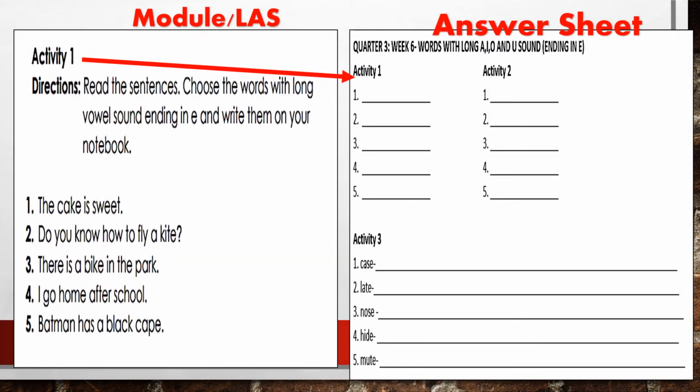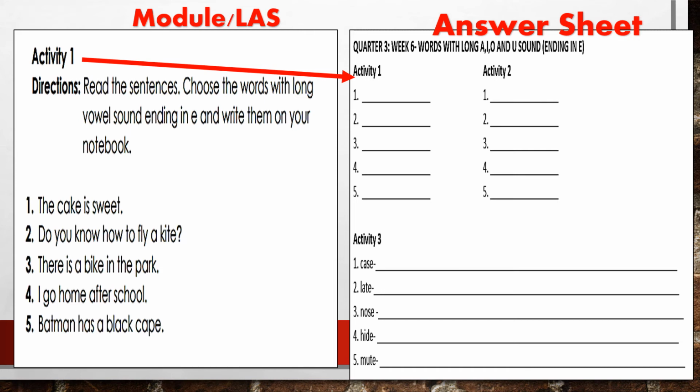Okay, now look at activity 1 in your answer sheet. There is 1 to 5. Now, all you have to do in the directions, it says, read the sentences. Choose the words with long vowel sounds ending in letter E and write them on your notebook or in your answer sheet. So, tingnan nyo yung mga pangungusap dyan sa 1 to 5, grade 3.